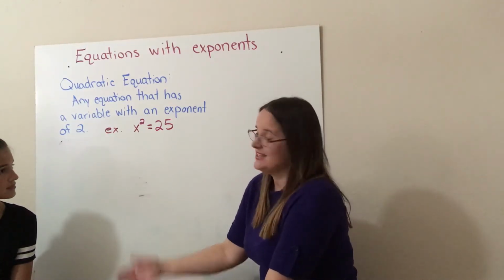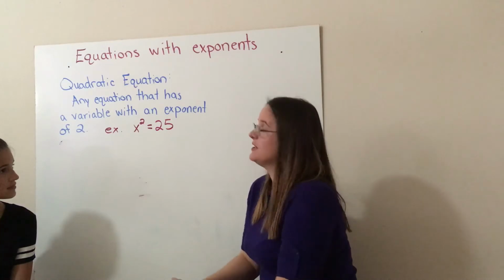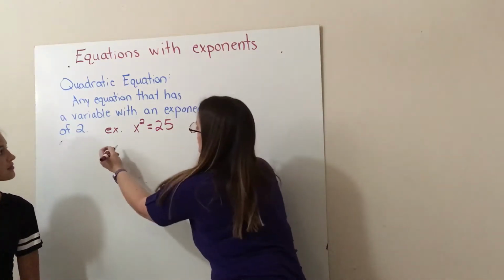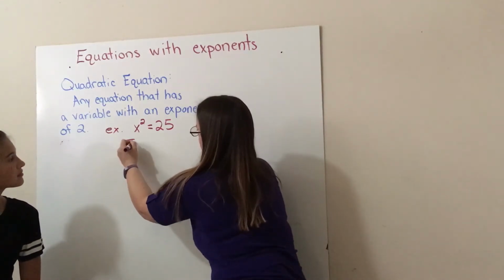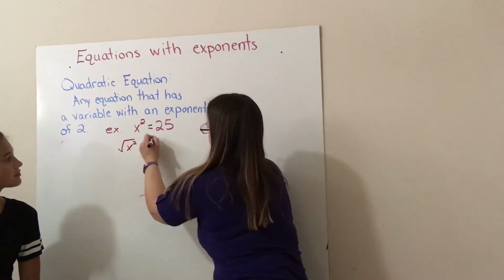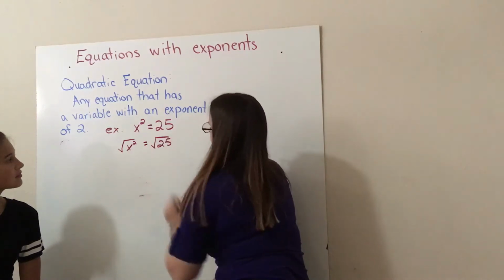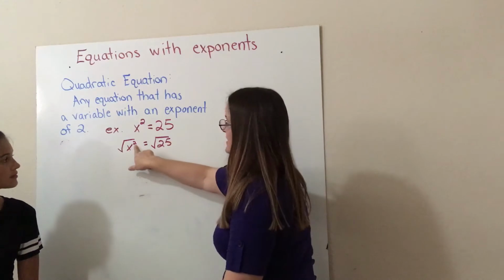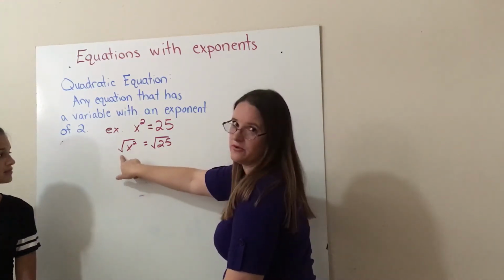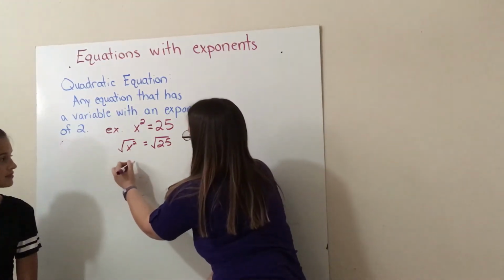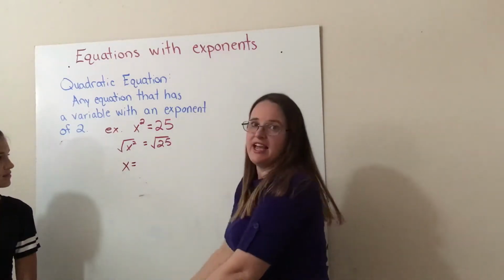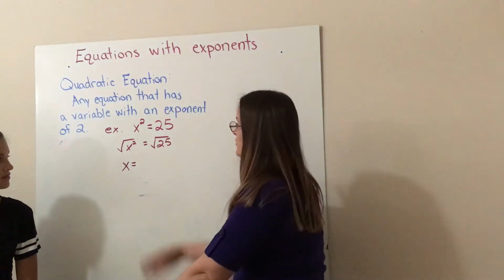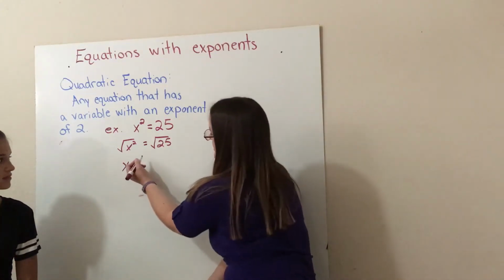So we find the solution to this equation by taking the square root of each side of the equation. So we would take the square root of x squared and we would take the square root of 25. So what we're looking for is x, because here squared and square root, they cancel each other out. So on this side we have x. On this side we're looking for what number times itself is equal to 25. Kalan? 5.